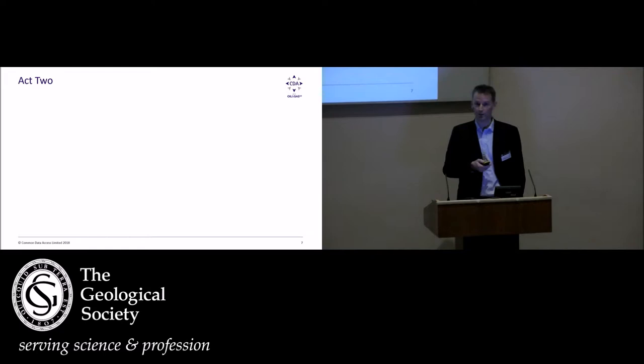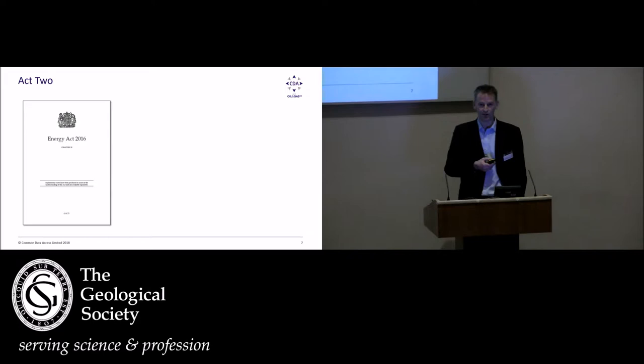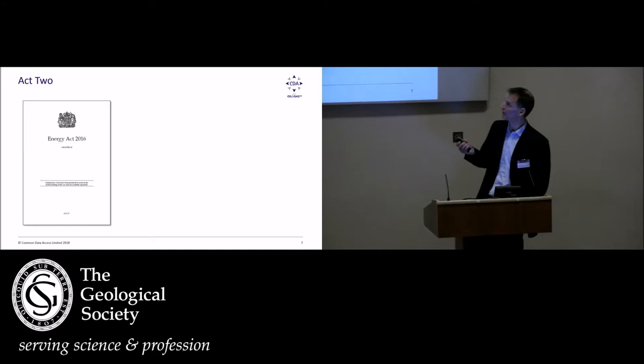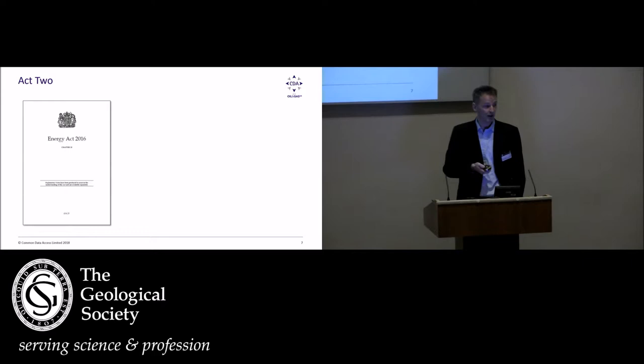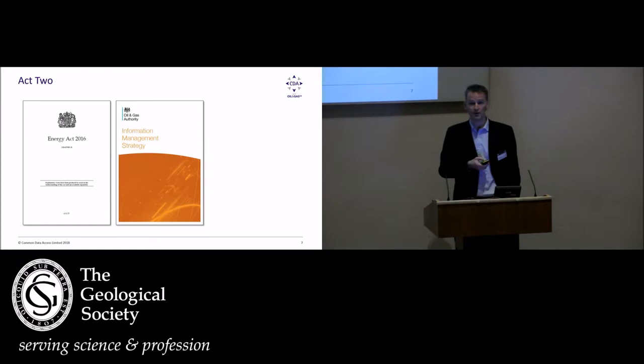First is the Energy Act 2016. It doesn't sound that exciting, but this is an Act of Parliament that dedicates an entire chapter to data. Anybody who's a licensee should have a look at chapter 3 of this document to understand what's going on in there. So to have an Act of Parliament about this is quite remarkable in itself. The OGA has published an information management strategy. This is a statement that the Oil and Gas Authority regards information management as a strategic thing to concern itself with. So that is quite a change from where we were beforehand.